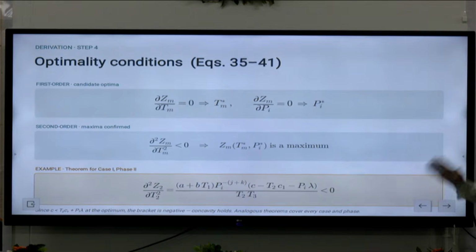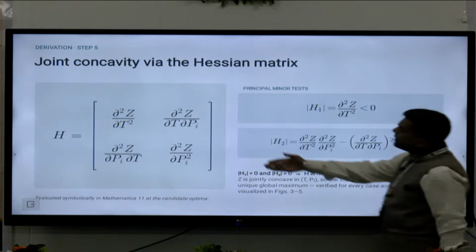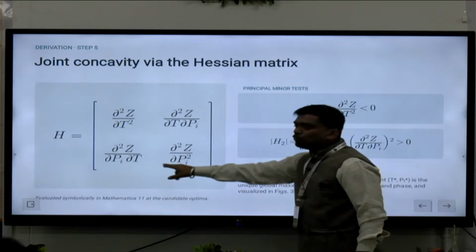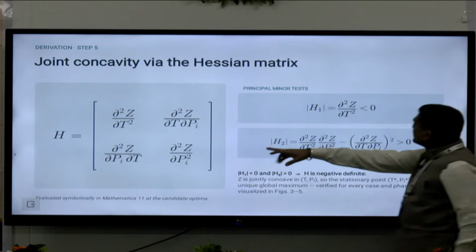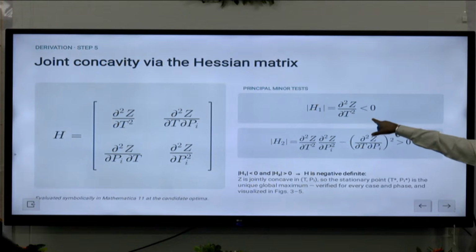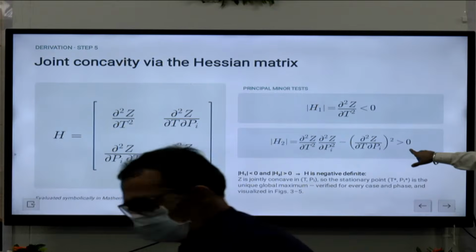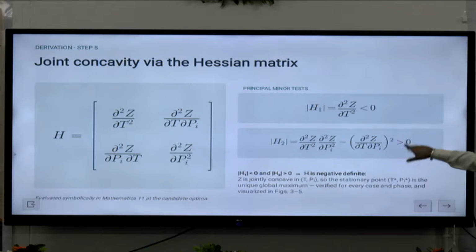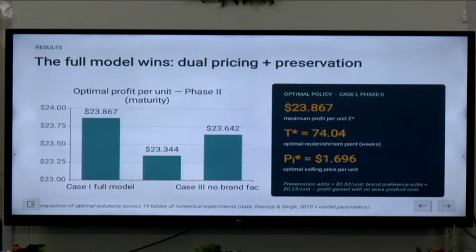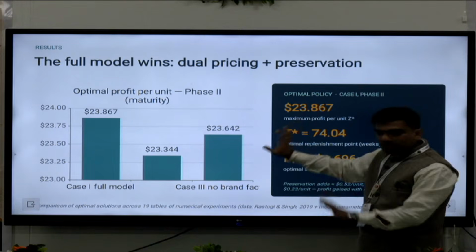It should always be less than 0. So this is the Hessian matrix approach. Because it's a 2 by 2 matrix, the determinant should be greater than 0. The first condition of the Hessian matrix is less than 0, and the second one is greater than 0. It tells us another optimality condition. This is what I find from the study.